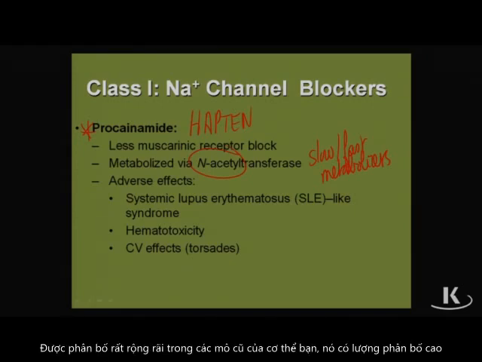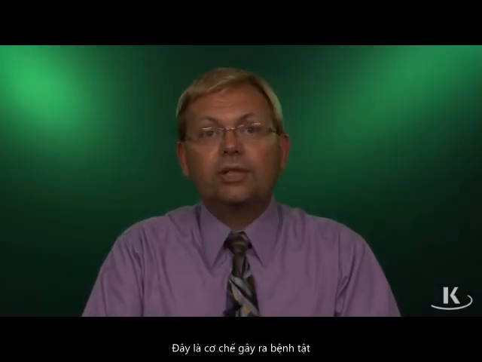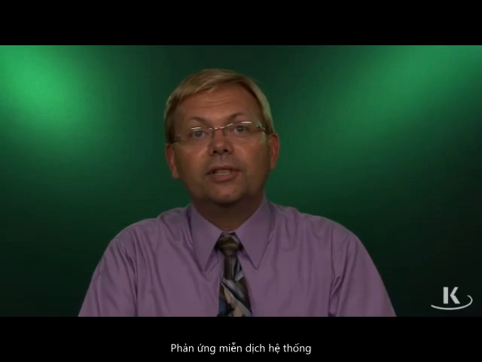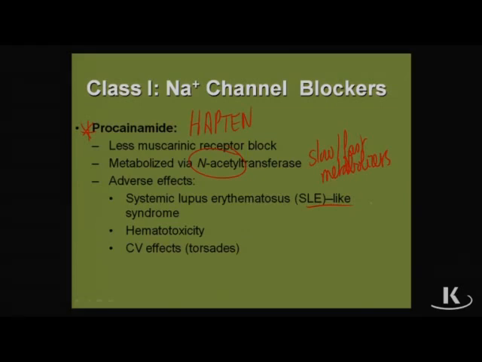Procainamide is very broadly distributed in all tissues of your body. It has a high volume of distribution. It loves to bind to tissue protein. This is the mechanism by which it'll trigger systemic immune responses that we obviously are going to call SLE-like. What were the other two drugs that were associated with SLE-like syndrome and slow acetylators? Are you thinking hydralazine, the antihypertensive, and isoniazid, the anti-tubercular drug? Because these are really classically three drugs often tested on the exam for this mechanism of SLE-like syndrome.